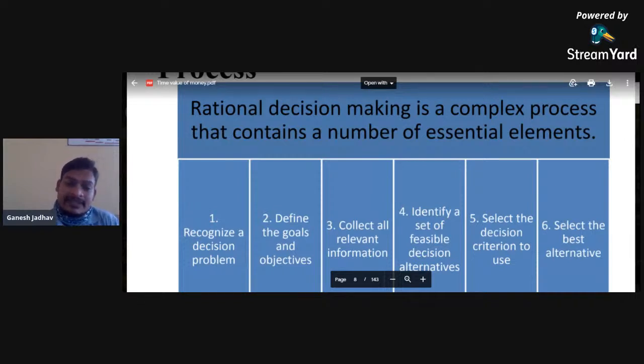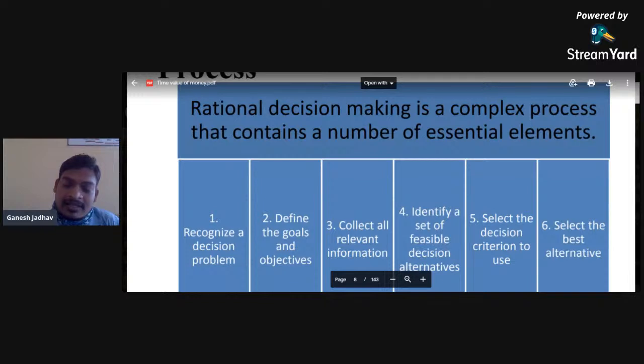And the third one is to collect the relevant information, like your research papers and whatever your hardware. So these are the collection of all the relevant information. Then another one is to identify the set of feasible decision alternatives. So you have to collect a number of IEEE papers. So these are the number of alternatives.